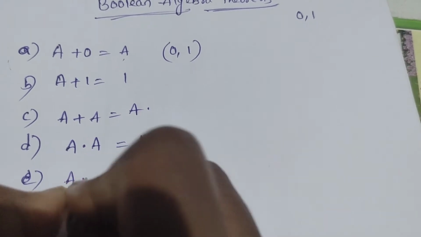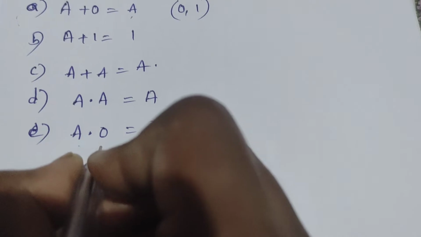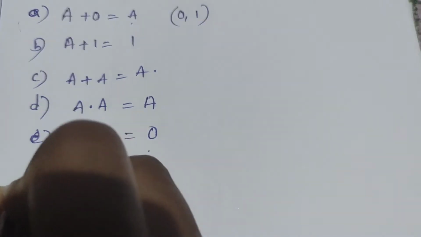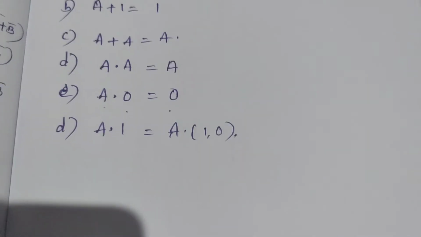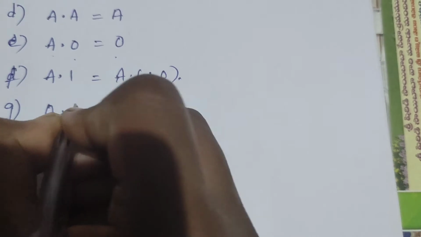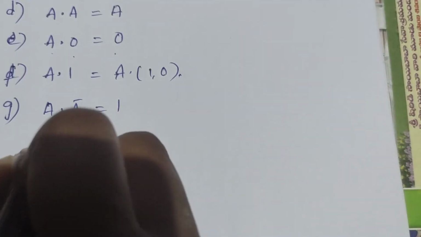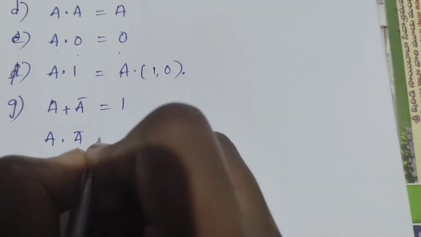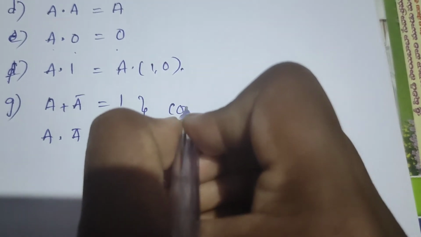Fifth one, a into 0 is equal to 0. Something multiplied by 0 gives 0. A into 1 is equal to a, if a is either 1 or 0. And next one, a plus a bar, that is a plus a complement, is equal to 1. And next, a into a bar is equal to 0. These two are complement properties.